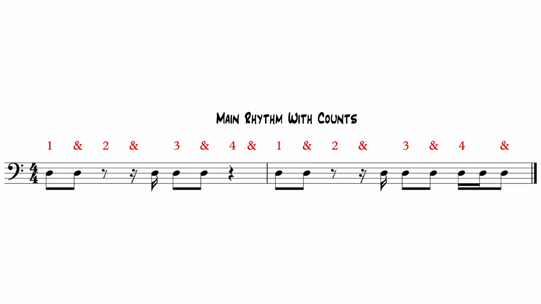Now if you look at the second bar, we've got that same groove, but on beat 4 we've got some notes instead of a rest. Now when we don't play any notes, we've got these rest signs here. So a quarter note rest looks like this, an eighth note rest looks like this, and a 16th note rest looks like this.